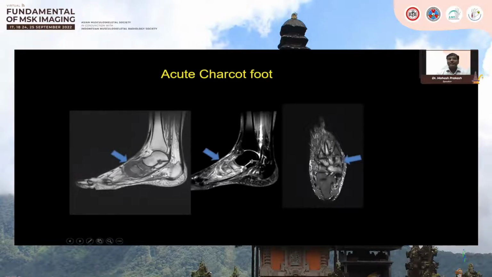Here you can see a case of acute Charcot. This is T1 weighted images, T2 fat sat images. Here you can see there is a signal alteration in the multiple bones of the midfoot with edema in the bone as well as in the soft tissue.